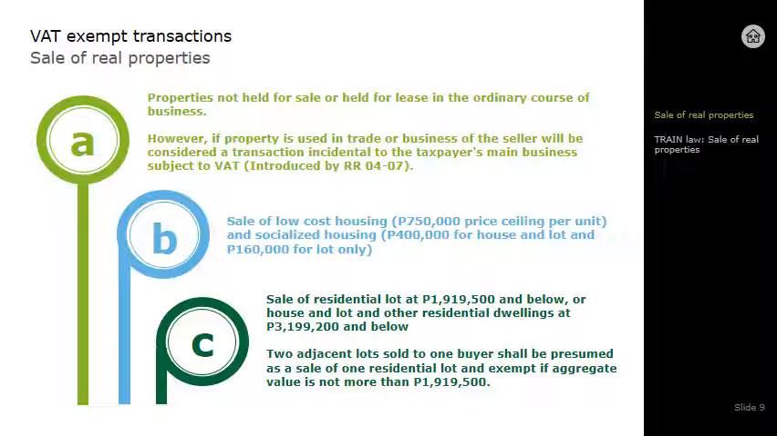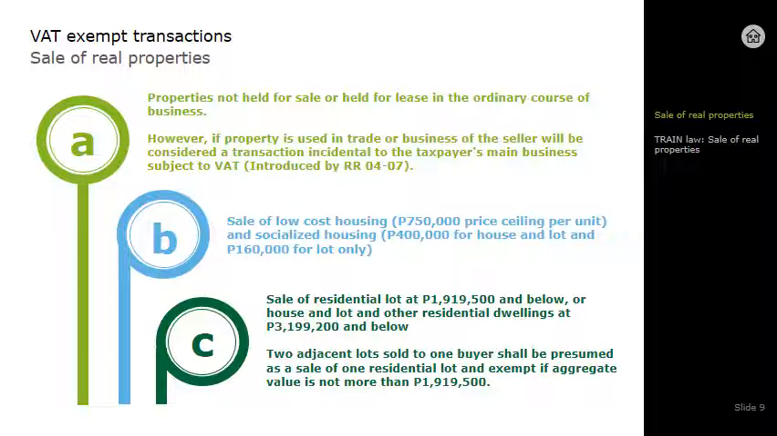Ito, maganda to, mahaba-haba to. Sale of real property. So, what then are real properties? Real properties are, well, to put it simply, those properties which are fixed on the land. The land itself is real property. And condominium is real property.